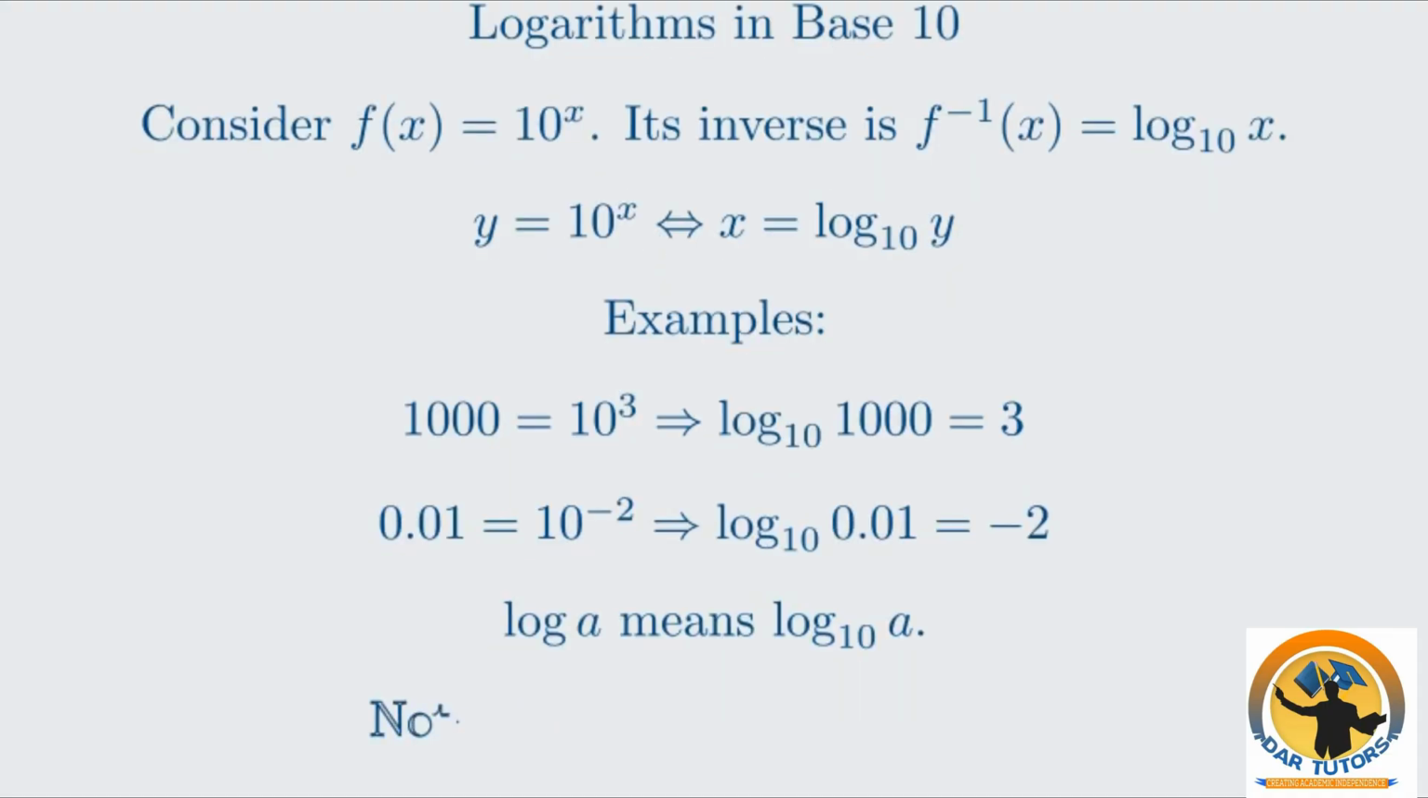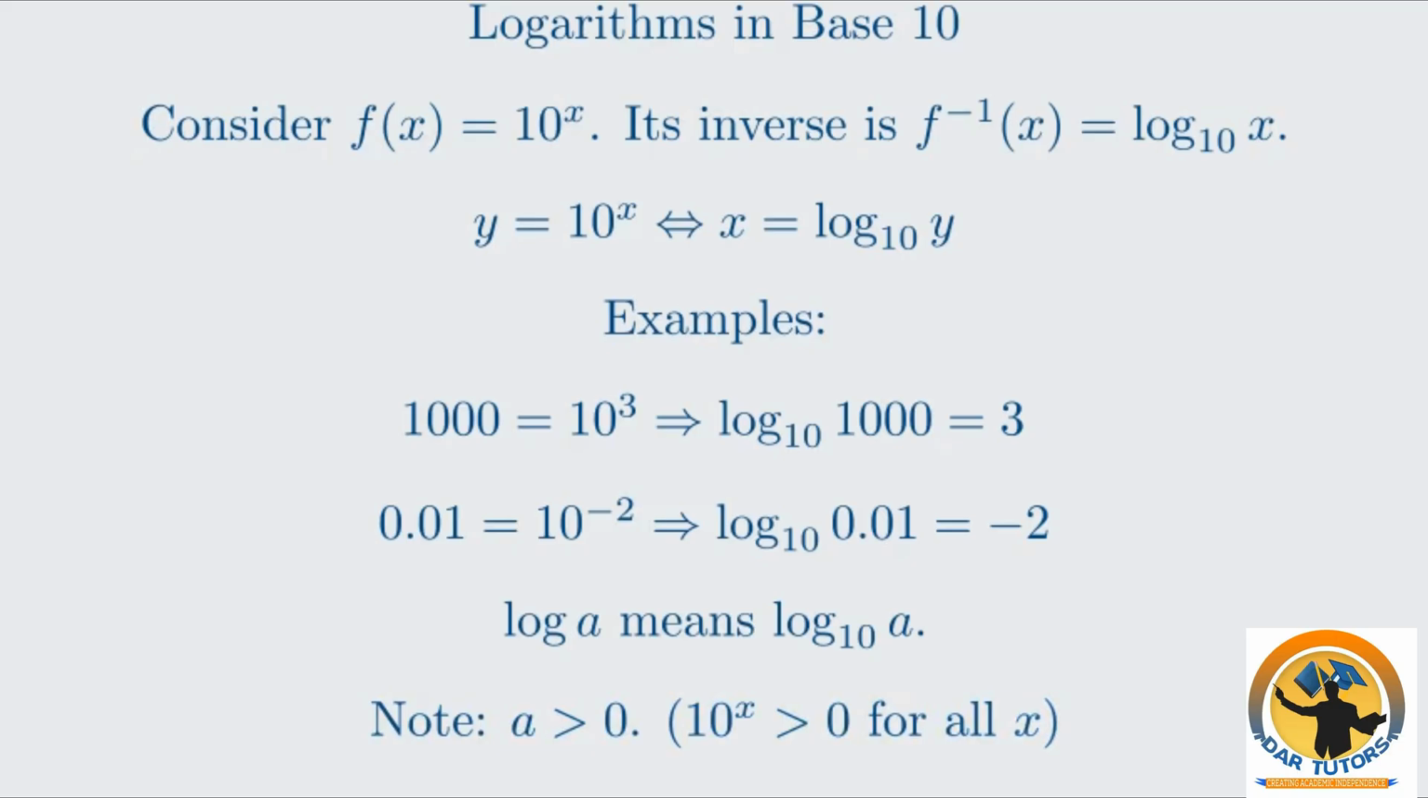It's also crucial to note that the number inside the logarithm, which we call the argument, must be positive. This is because 10 to any real power is always a positive number. You cannot take the logarithm of a negative number, or 0.